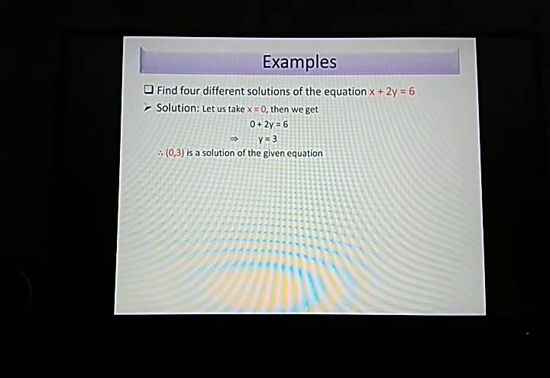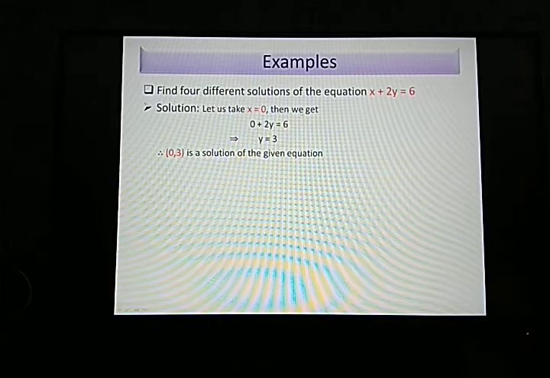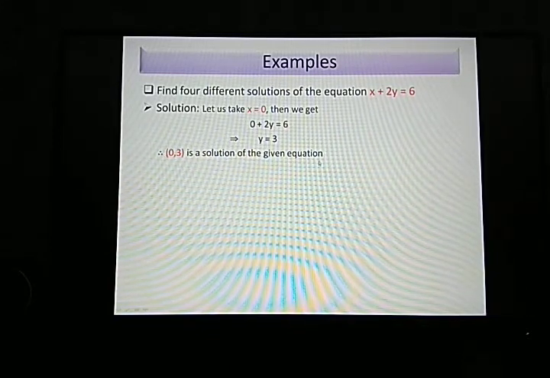This technique is the process of assuming. Let us take x equals 0. If we put x equals 0 in the equation, we can easily find the value of y. As you can see, if we put x equals 0, the x term is totally 0. Then what remains is 2y equals 6. From here we can find y. y will give us 3. So the x value is 0 and the y value is 3. So (0, 3) is a solution of the given equation.